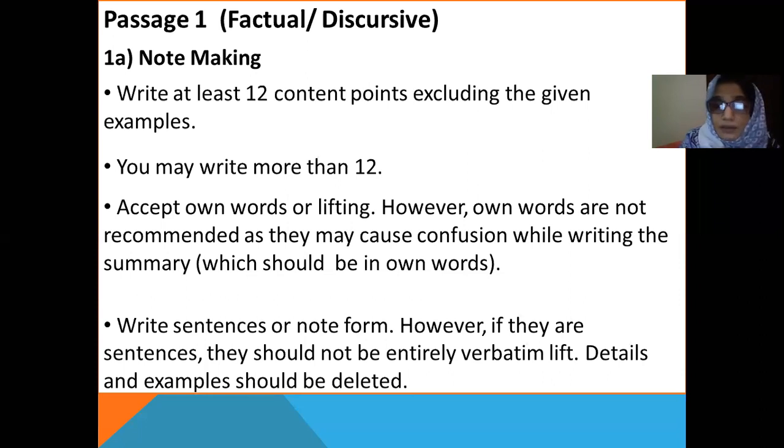Then a student need not to write in sentences. They can be as precise as a phrase, just three words phrase, four words phrase. That's it.